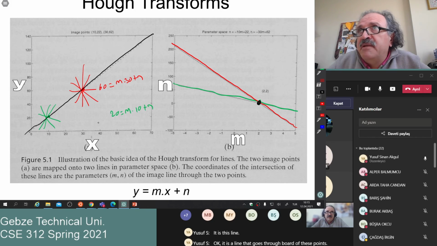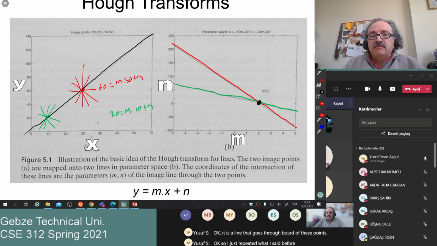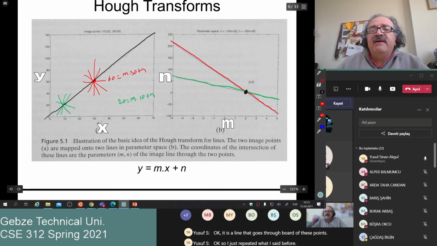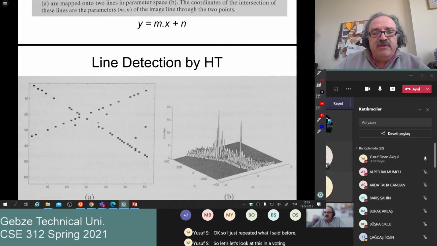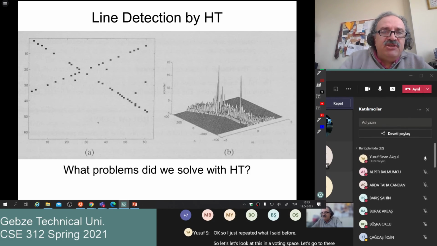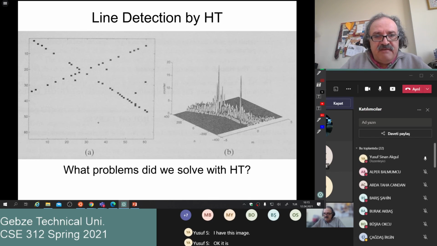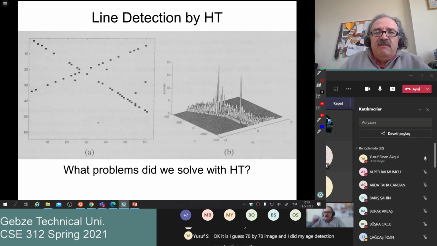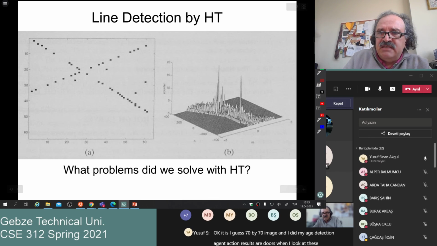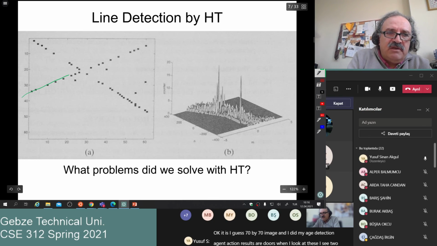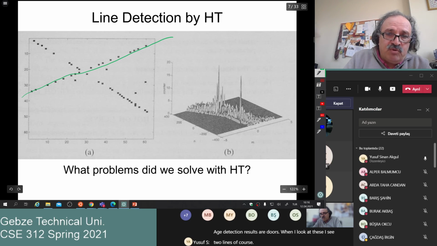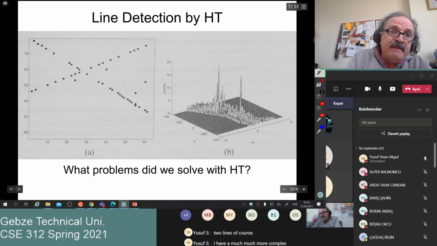Okay, so I just repeated what I said before. So let's look at this in a voting space. Let's go to there. Okay, I have this image. It is, I guess, a 70 by 70 image, and I did my edge detection. Edge detection results are those. When I look at these, I see two lines. Of course, I have a much more complex visual system than these local algorithms. I see these lines now.